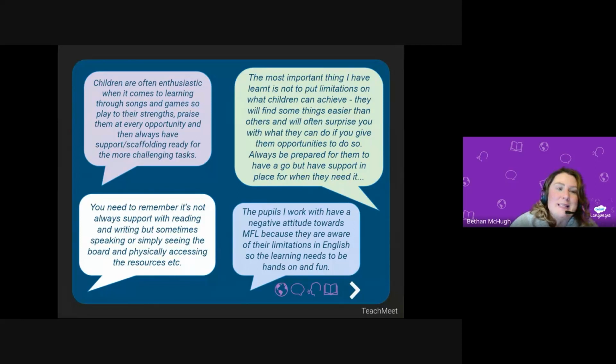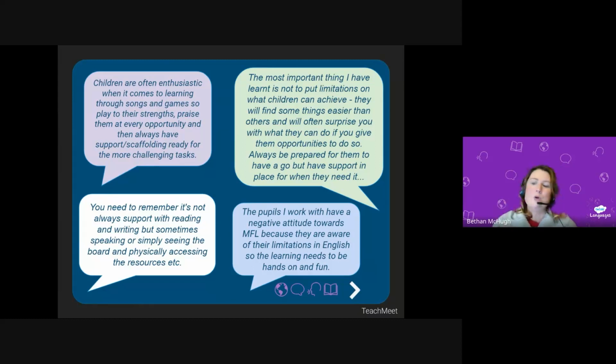I got some variety here, but songs were really positive. Playing to children's strengths, praising where you can, but having support and scaffolding ready. Not putting limitations on what they can achieve. And I think that's the area we want to move away from with a differentiated worksheet. If it's a supported differentiated worksheet with the same goal, then that's different. But if we're saying we want you to do something different at the end of it, you're placing a limitation on there. And it's saying, don't put that limitation on.